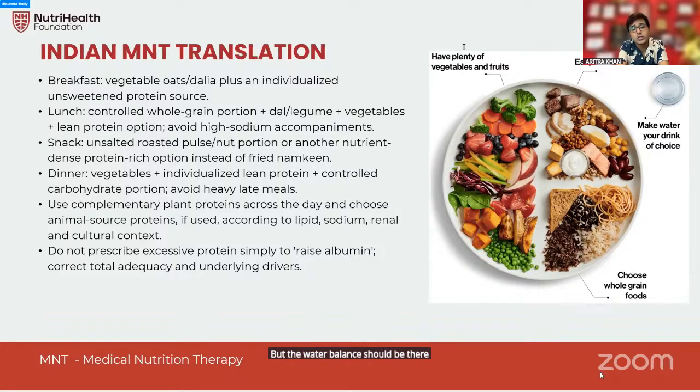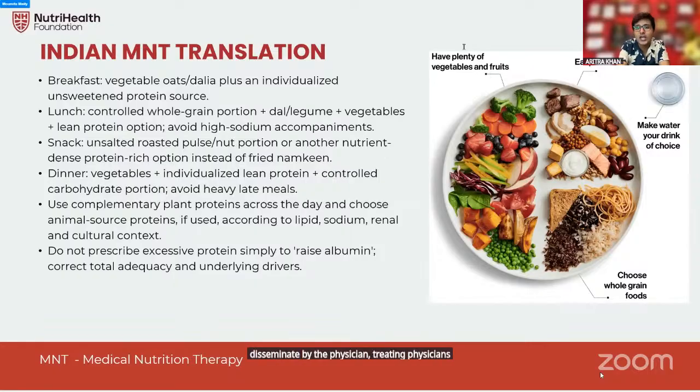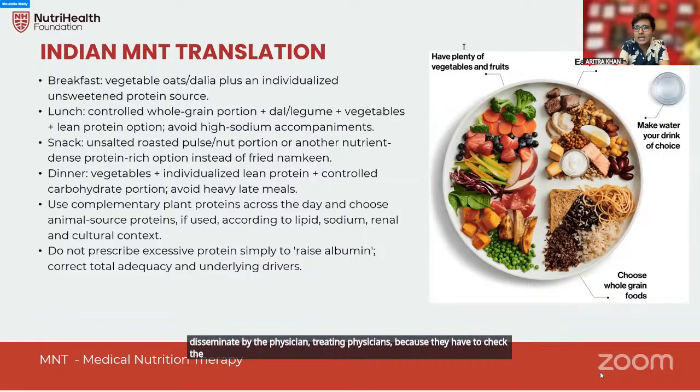But for the heart failure patient, for reducing edema, the water or fluid restriction may be not more than 1.5 to 2 liters. Again, it will be determined by the treating physicians, because they have to check the fluid intake and the urine output. So positive balance, negative balance, either hypovolemia or hypervolemia, and what is the dosage of the loop diuretics going on. So that depends on the fluid, but that part is definitely discussed by the physicians, and dietitians should obey that particular fluid restriction.